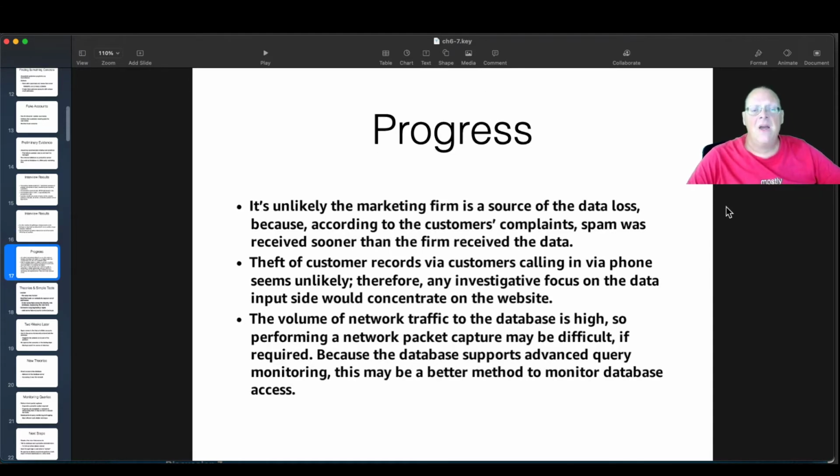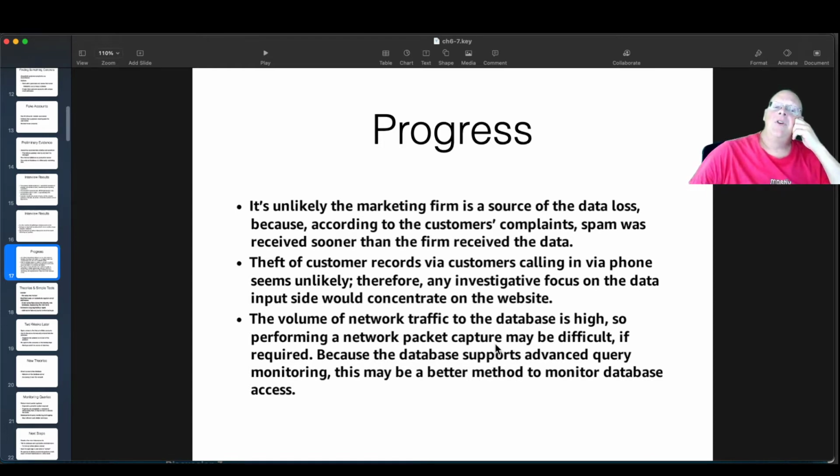So the marketing firm you can exclude, because customers complained of spam before the data was sent to the marketing firm. So that's not the answer. And stealing data from the telephone, from verbal telephone calls, is possible, but nobody wants to do that because you have to listen to a phone call to get one email address instead of getting into some server and stealing a million of them. It's very ineffective. So it's probably somewhere on the database.